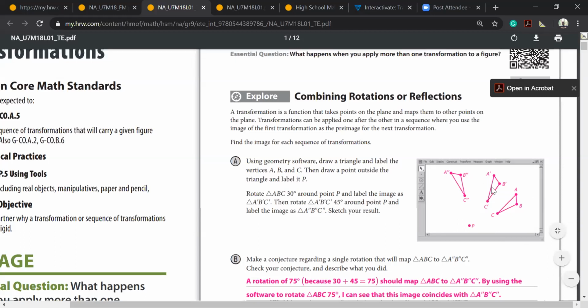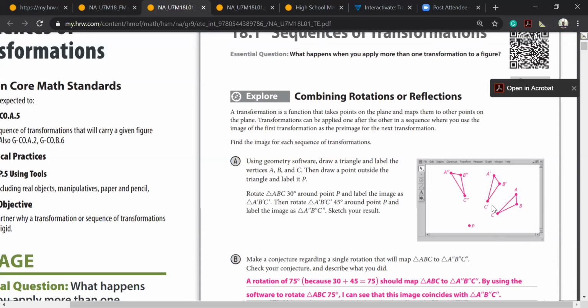ABC became A prime, B prime, C prime. Now we are going to rotate this triangle across point P to create a new triangle, which is going to be named A double prime, B double prime, C double prime. And if you rotate this again, it will be what? A triple prime, B triple prime, C triple prime, and so on. This is the sequence of transformation.